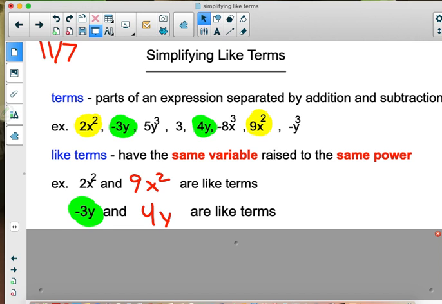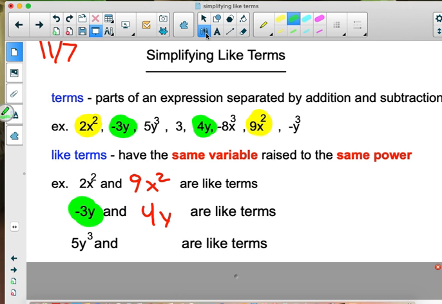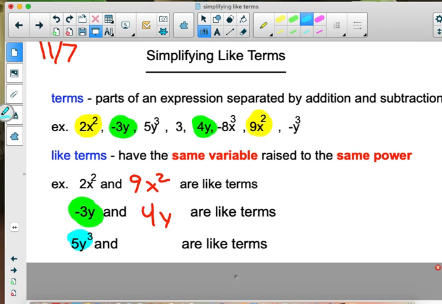Alright, I think the next one is 5y to the third. You don't have to have 3 different colors, but yes, just putting different colors, if that helps you. So now we're left with 5y cubed. Which one of these would be a like term? Finn, what do you think? What goes with the blue one? Last one. Negative y to the third.